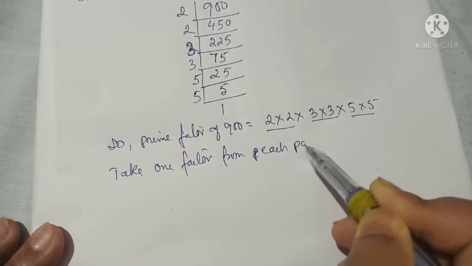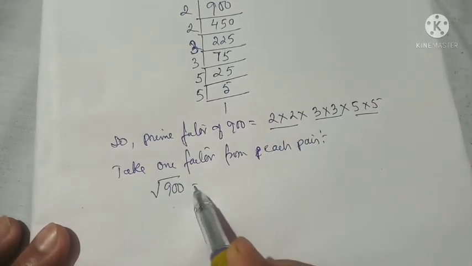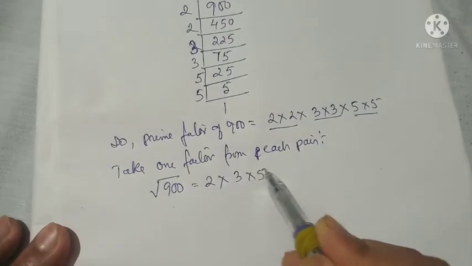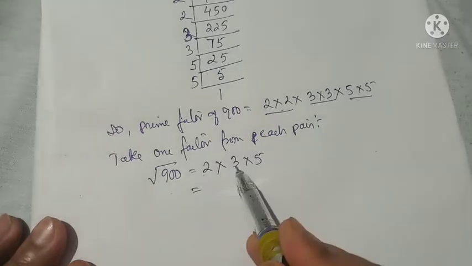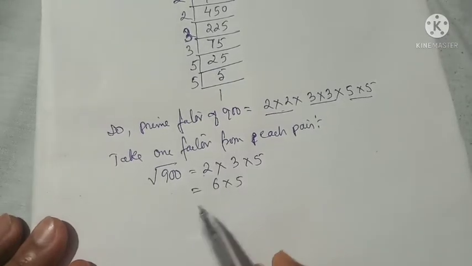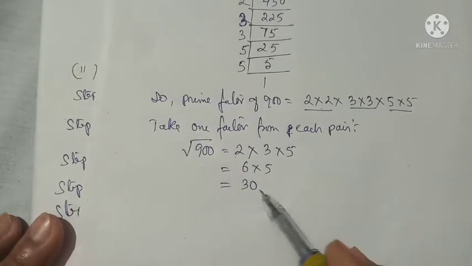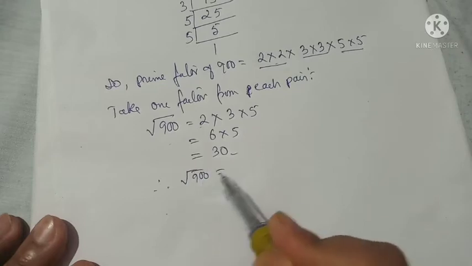Now we are going to take pairs. So what is the square root of 900? Now you take 2. Now you take 3. Now you take 5. Now we are taking only one number from each pair. So what is the answer? The answer will be 6 into 5. The square root of 900 is how much? The square root of 900 will be 30. So therefore, the square root of 900 will be 30.